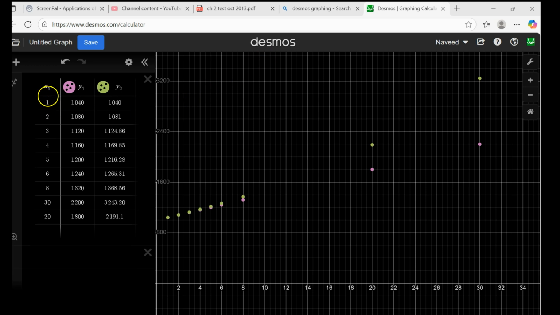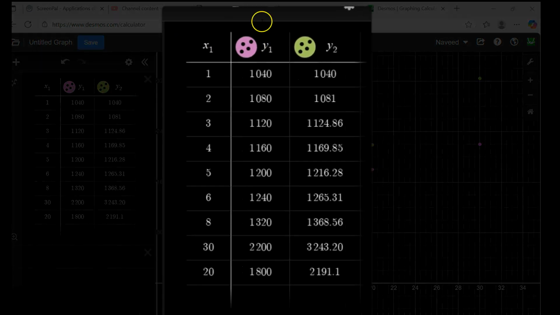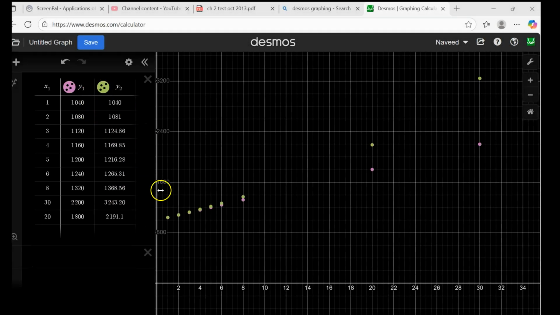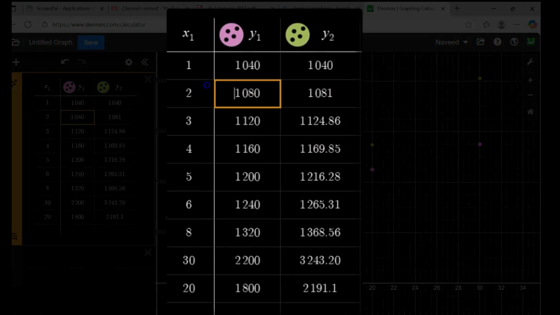Okay, that's what we did. For each one, y1 represents the accumulated amount for the simple interest, and y2 is the compound interest accumulated amount. And look at the graph. One is pinkish, the other one is green. The first few years, the differentials are not a lot, right?